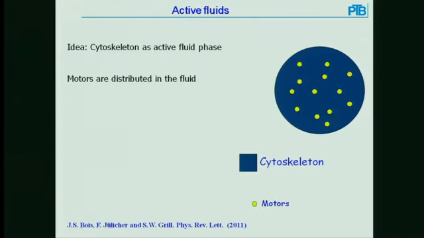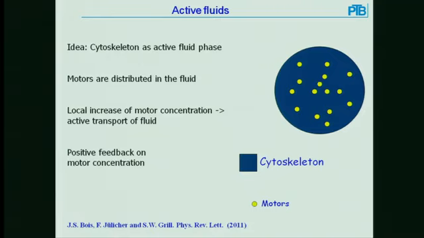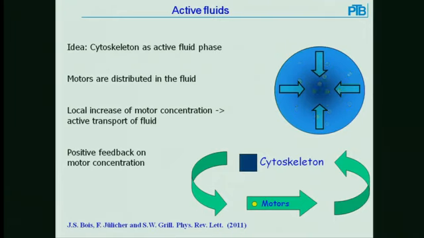And so they said, well, let's look at large times when we can look at the cytoskeleton as basically like a viscous fluid, but then of course there is activity in the cytoskeleton just by the fact that there's motors, and they may initially be homogeneously distributed, but then a local increase of motor concentration leads then of course to active transport in the fluid, because that leads to stresses and gradients, and it can be a positive feedback, as I showed for a very simple model.